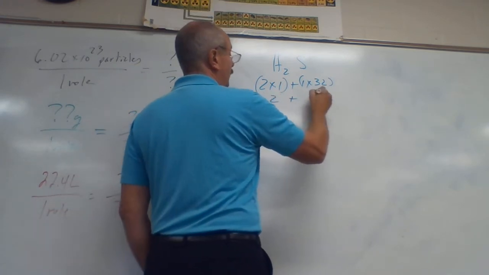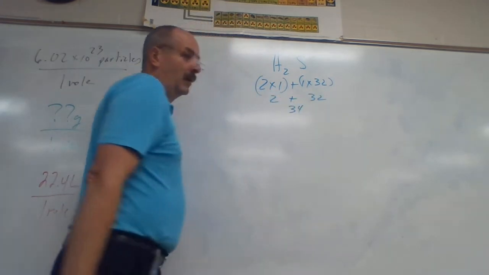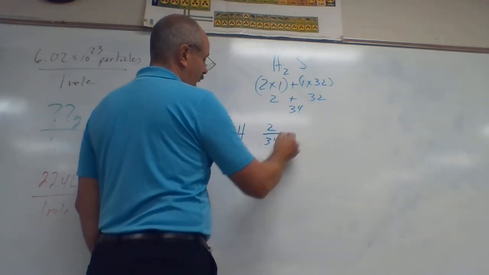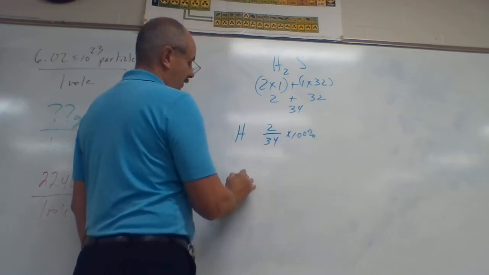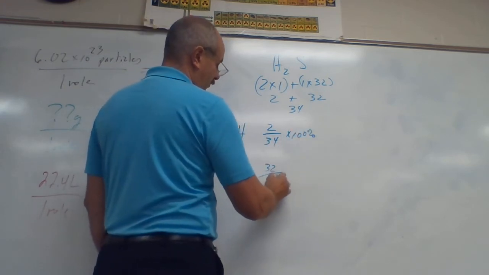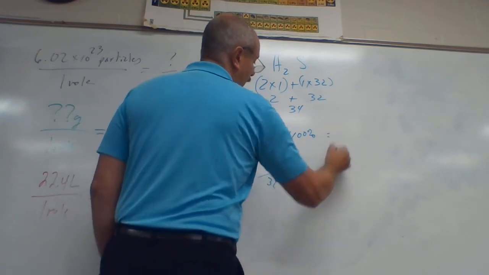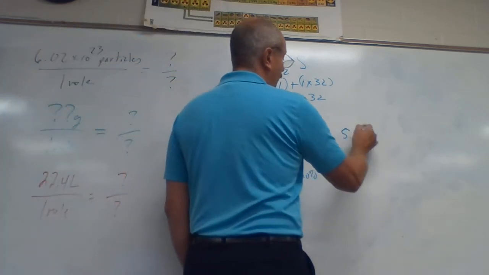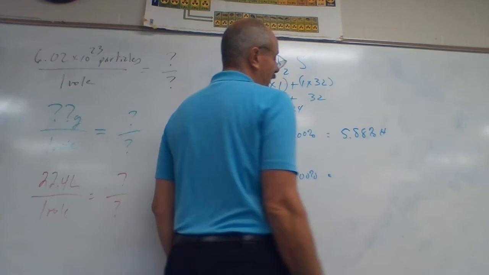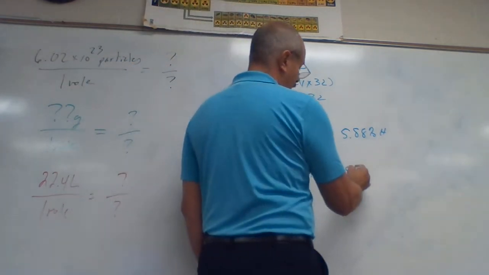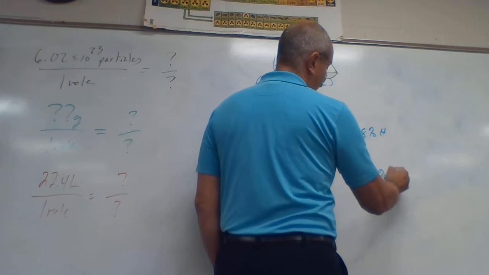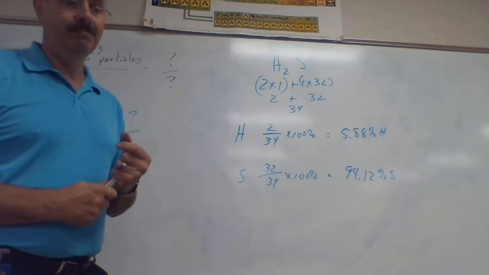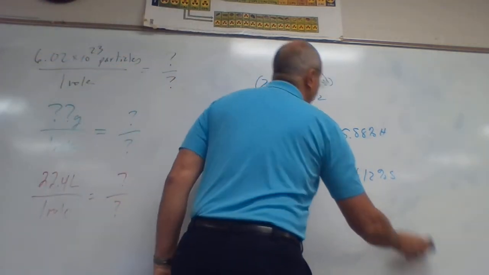So I'm going to go, this is 2 plus 32. So that's 34. So now to figure these guys out, if I figure my H, well, he supplies 2 out of the 34 times 100%. And the S supplies 32 out of the 34 times 100%. So if I divide those guys out, I'm going to get that hydrogen supplies 5.88% and 94.12% of it is sulfur by mass. All right, so I'm really just using the molar masses in order to do this. All right, let's go to B.